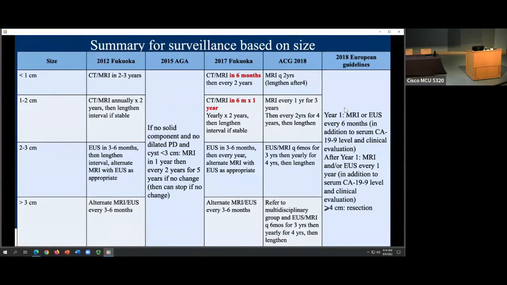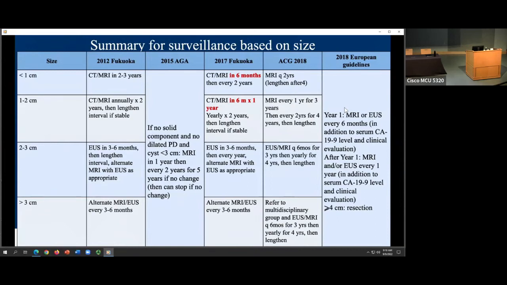For 1 to 2 centimeter cysts, the Fukuoka guidelines recommend a CT and MRI in 6 months for the first year, and then yearly for 2 years, and then lengthen the interval if it's stable. The ACG guidelines recommend MRI every 1 year for 3 years, and then every 2 years for 4 years, and then to lengthen the interval.